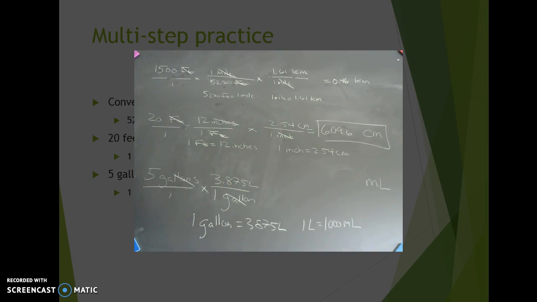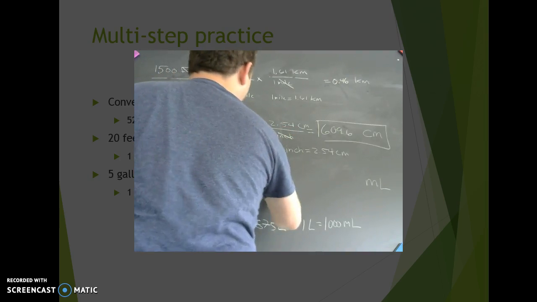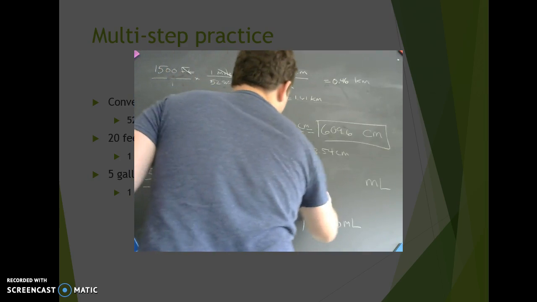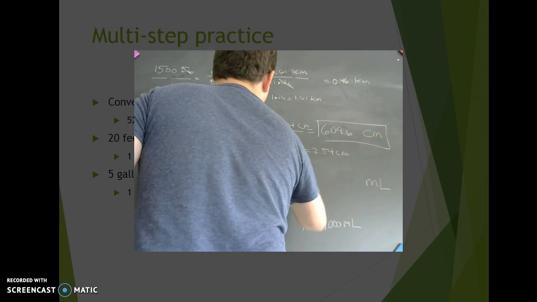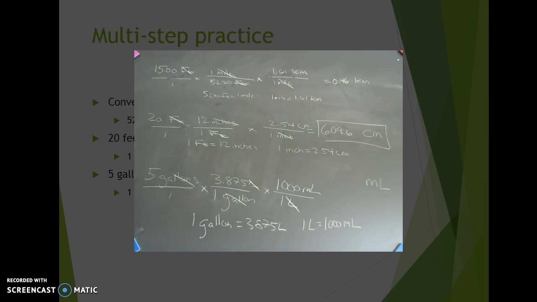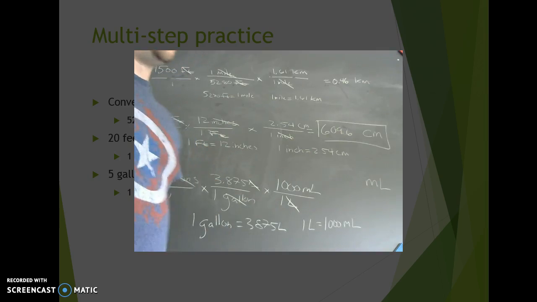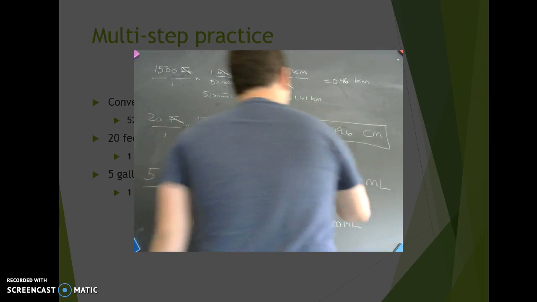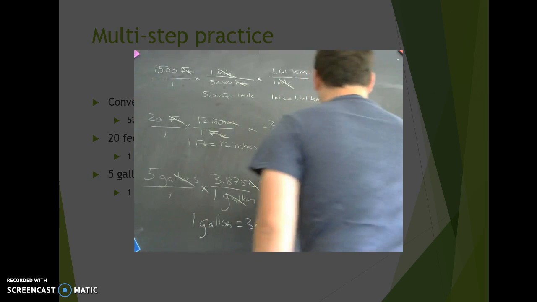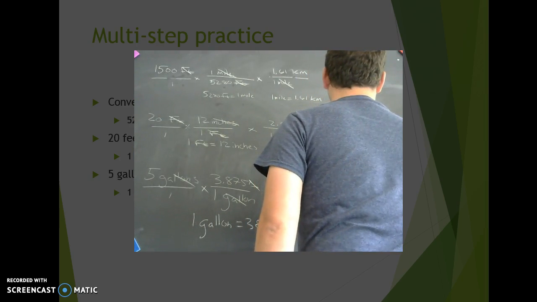Gallons cancel. All right, and for our final fraction, we're trying to get to milliliters, so we want these liters to go away. To do that, we want liters on the bottom and milliliters on top. So our next fraction will look like this. Okay. And just like last time, we have all of our units gone except for our milliliters, and we have everything on the top, so we're going to multiply out. So doing so, we find our final answer is 19,375 milliliters.